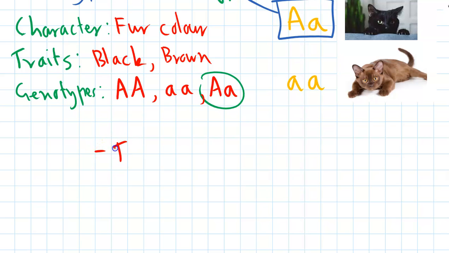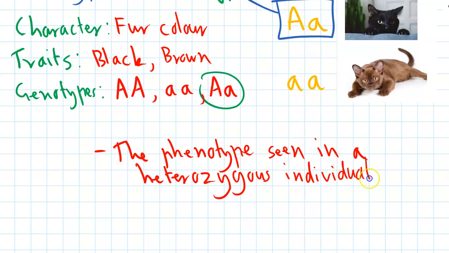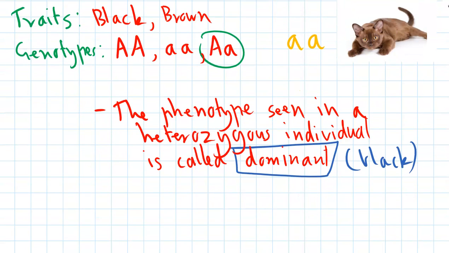So we can say that the phenotype seen in a heterozygous individual is called dominant. And in our cat's example, black fur is dominant. And the other phenotype that you see is called recessive.